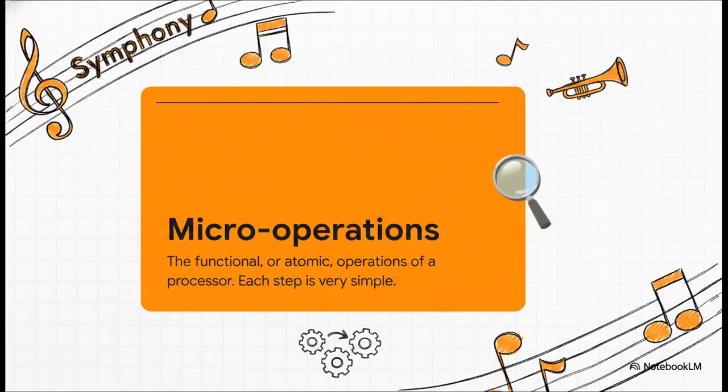So, what are they exactly? Well, micro-operations are the absolute atomic, functional operations of a processor. That prefix, micro, is there for a reason. Each individual step is incredibly simple. On its own, a micro-operation accomplishes almost nothing. Think of running a program like performing a massive, complex symphony. A micro-operation is a single, isolated note played by just one instrument. It's only when these ultra-simple operations are sequenced perfectly together that the magic of computing actually happens.